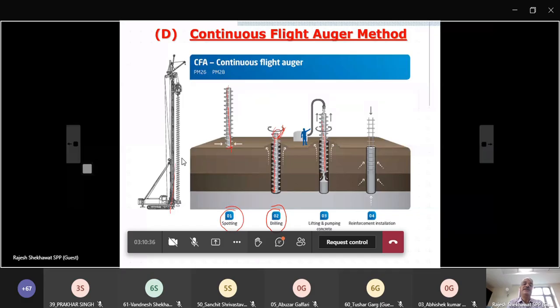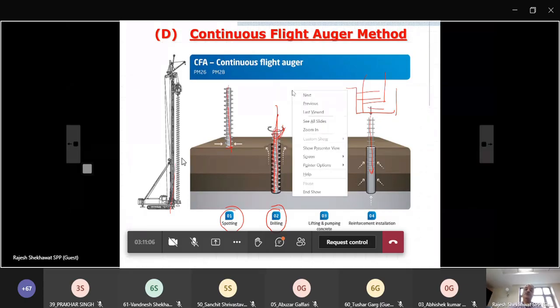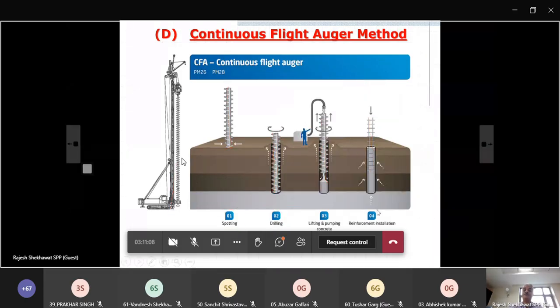You may withdraw the CFA and then like your normal cast in situ pile, whatever bored cast in situ you can do. But in this case it is hollow stem CFA. So concrete comes down this stem and you fill the concrete and progressively you withdraw your auger, continuous flight auger, and then you can lower the reinforcement. Another thing, as I told you, you can lift this, keep the bore, put the reinforcement, and then also you can do the concreting using tremie and all. So there can be different variations of this.